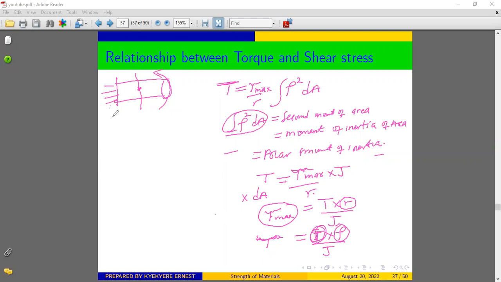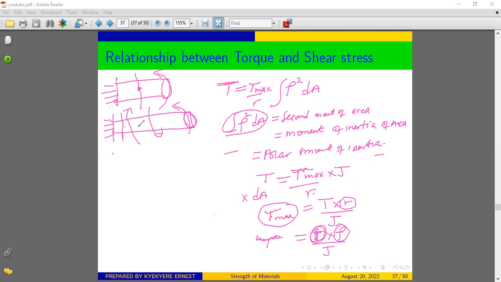If I have multiple torques applied to a shaft of uniform cross section, so uniform diameter, so if I have a torque here, another torque at this side, another torque at that side, it means that now I have to get the resultant of the torques. When I cut through this section, then we will use the equilibrium equations to determine the total torque in the uniform cross-sectional area.